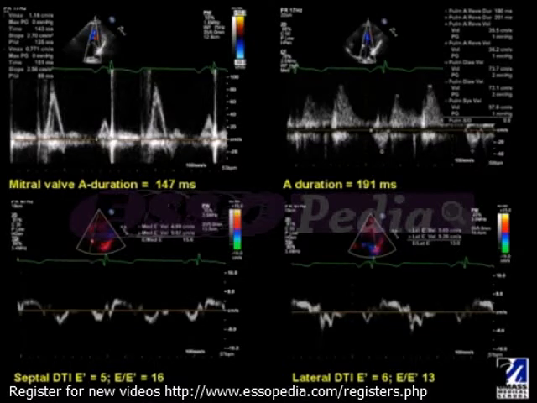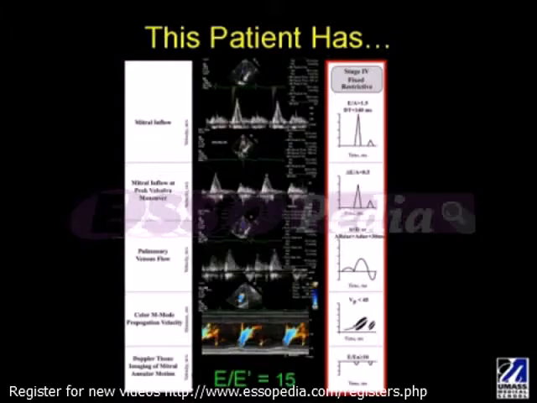And just to the right, you see that because of wall motion abnormalities, we measured the lateral DTI, and we see that the E prime is 6 with an E to E prime ratio of 13. So this patient has fixed restrictive or irreversible restrictive filling.